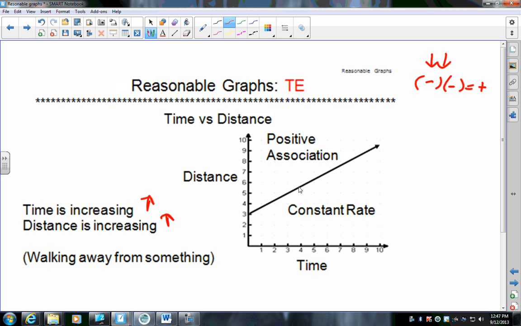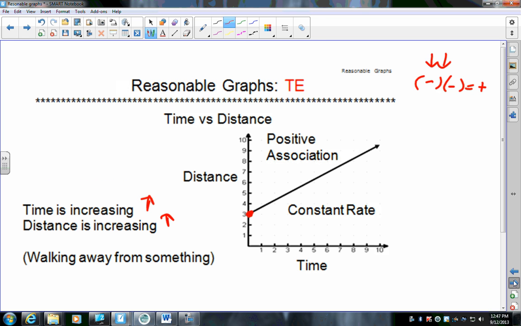This line, though, is showing that you are walking away from something. This is saying that I'm starting at 3 feet. Say I'm 3 feet, maybe I'm 3 feet away from my desk. And I'm walking at a constant rate away from my desk.